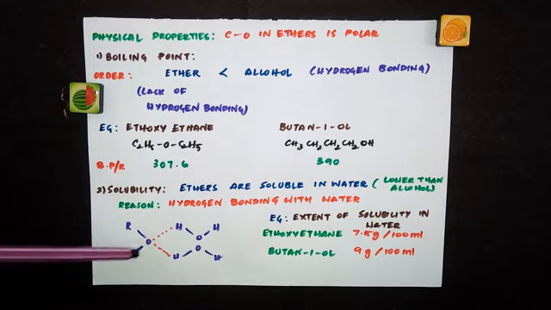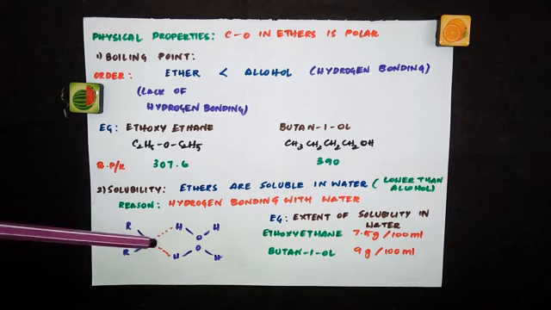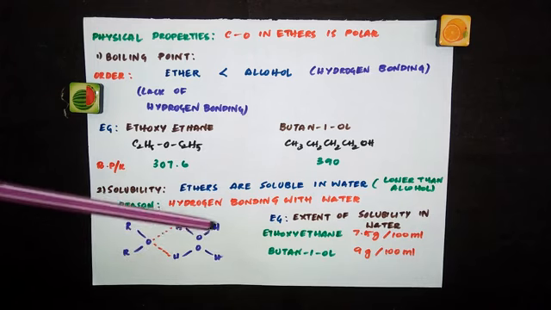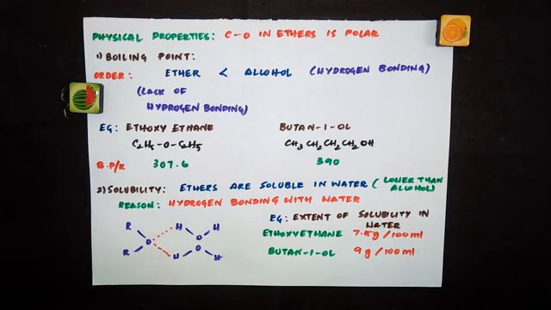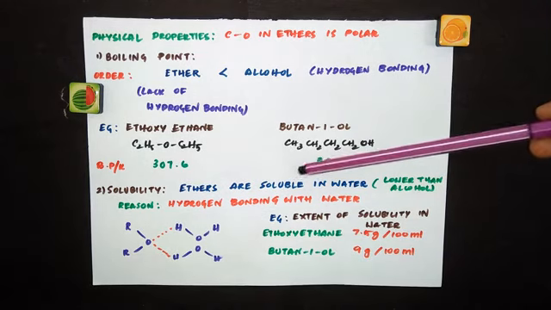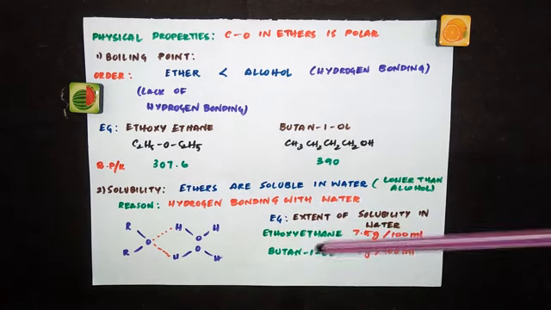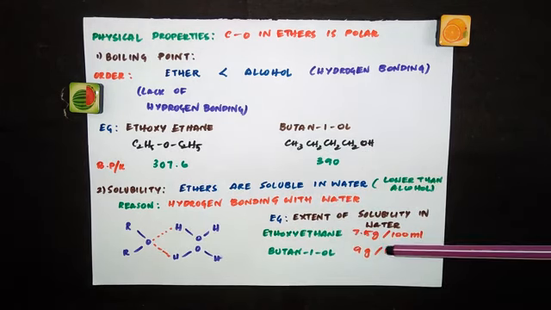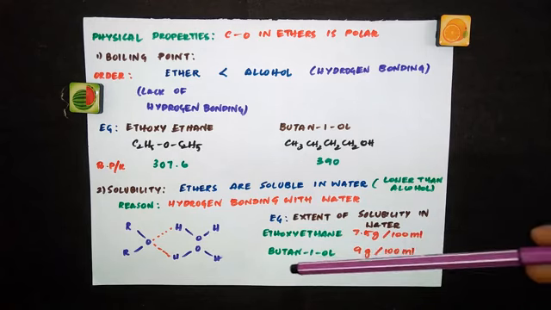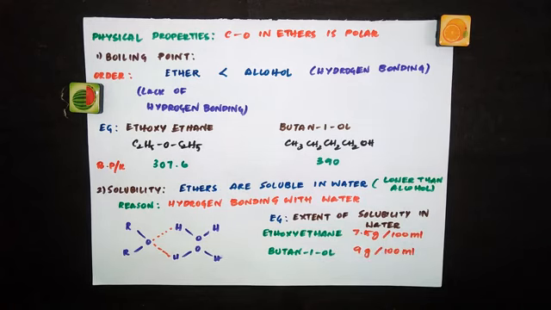See, this is R-O-R. This oxygen is partially negative. Here it forms a bond with water molecule, H2O, H2O. So because of this hydrogen bonding with water, ethers are soluble in water. I told you the solubility of ether is lesser than that of alcohols. See, the extent of solubility in water for ethoxyethane is 7.5 gram per 100 ml, whereas for butan-1-ol alcohol it is 9 gram per 100 ml. So solubility of alcohol is more than ether, but still ethers are soluble in water.